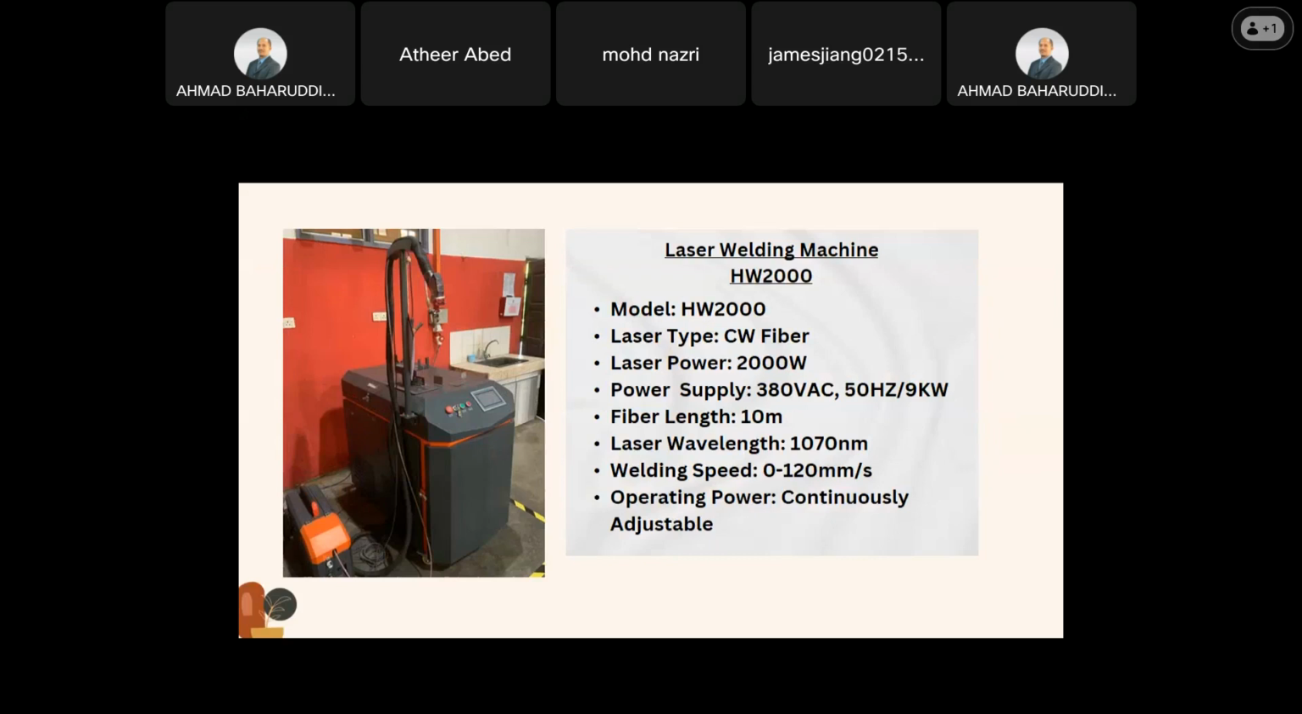So the laser type that we use here is the CW, which means continuous wave. Because for the type of laser, we have two: continuous wave and pulse wave. The continuous wave emits the laser continuously without any gap. Meanwhile, the pulse will have a gap between each emission of the laser. The power of the machine is a maximum of 2000 watts, and the welding speed maximum that we can go is 120 millimeter per second.